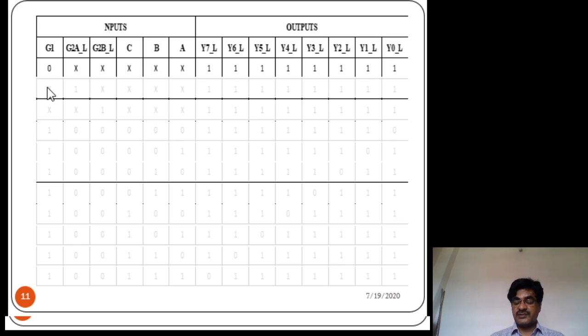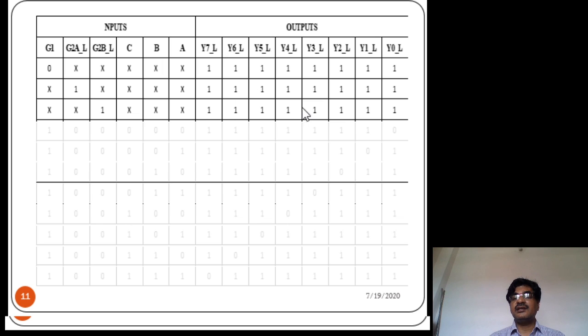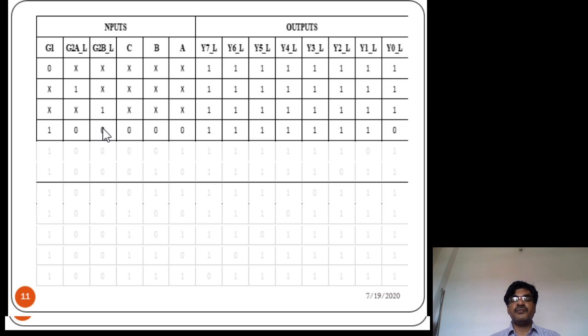Suppose G2A is 1. Actually, to make the IC active, what is the G2A value? Compulsory 0. But if it is 1, whatever the other enable and data inputs, again the IC is inactive, hence all outputs are at logic 1. Similarly with G2B, if it is 1, the IC is inactive, hence all outputs are at logic 1. So whenever G1 is 1, G2A is 0, G2B is 0, the IC is now in enable mode.